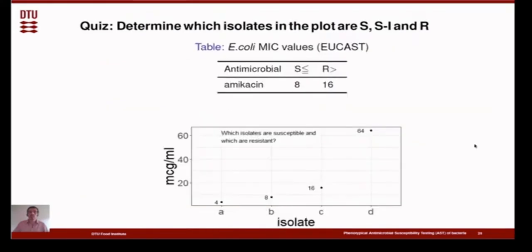So it's time for a short quiz. I have here a breakpoint table of E. coli, of amikacin, where we have susceptible when it is equal to or less than 8, or resistant when it is greater than 16. I have here the isolates 8, 4, 8, 16, and 64. Can you help me to determine which ones are susceptible, susceptible increased exposure, or resistant? Pause your video and let me know which ones are susceptible or resistant, please.